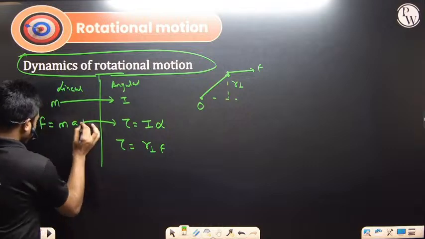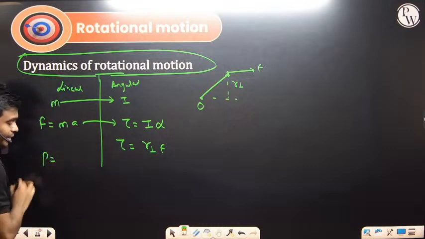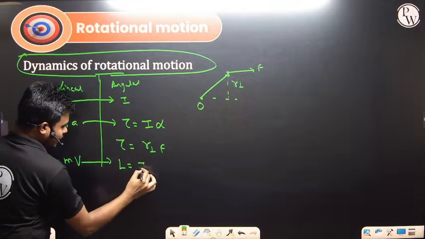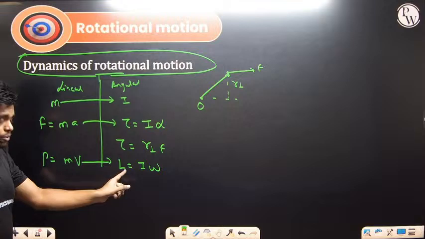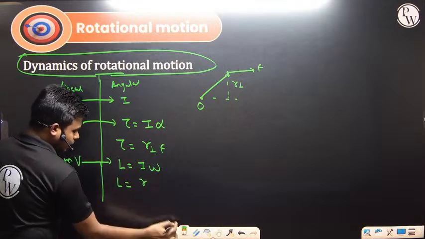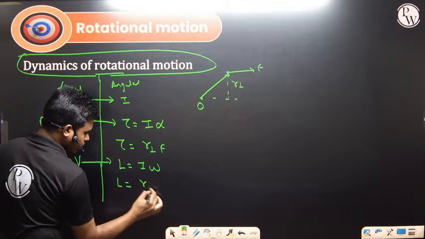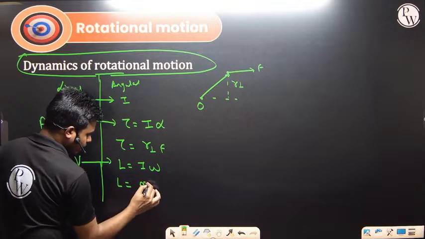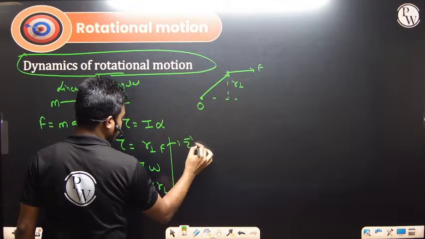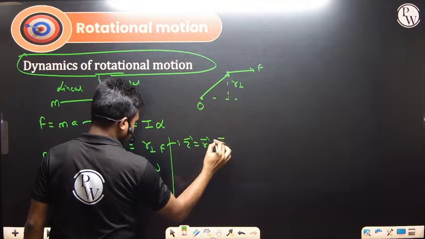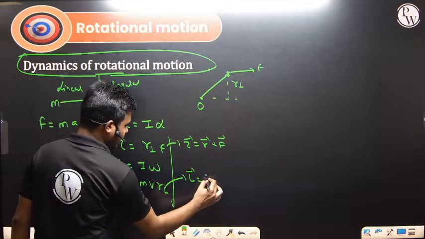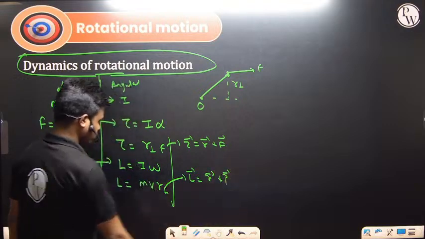Next we have linear momentum, that is mass into velocity. Corresponding we have angular momentum, that is I into omega. Angular momentum I into omega. We have one more formula for angular momentum, that is m v r perpendicular. And if you write in terms of the cross product, torque tau is given by r cross F. And angular momentum, L equals r cross p.